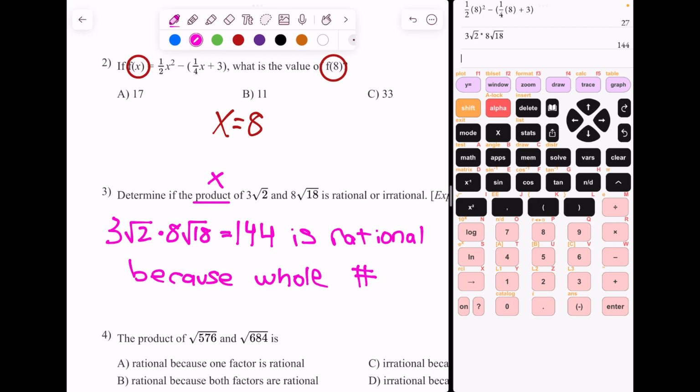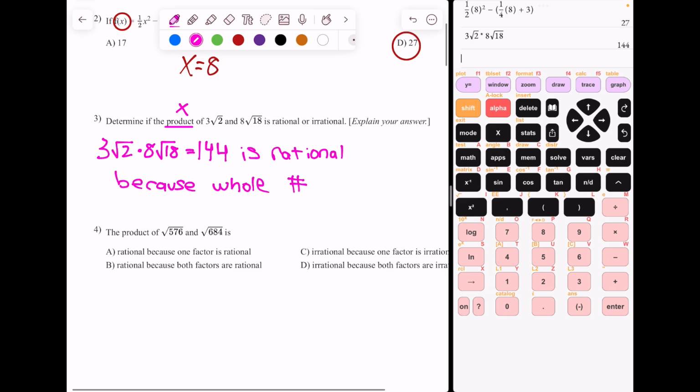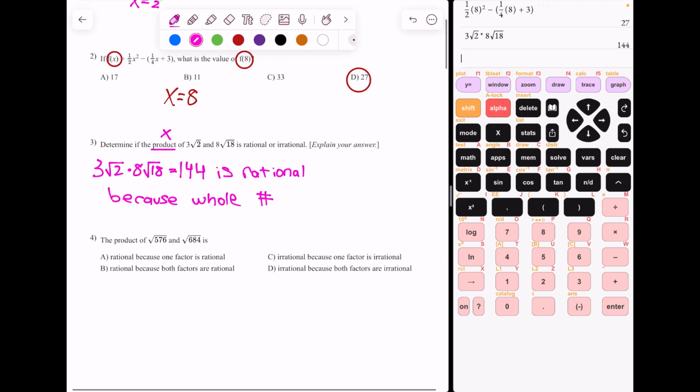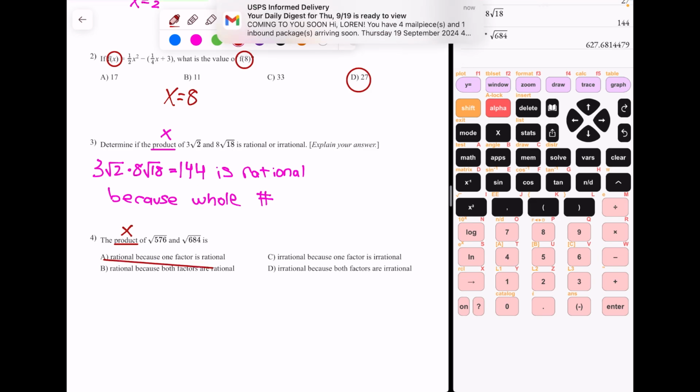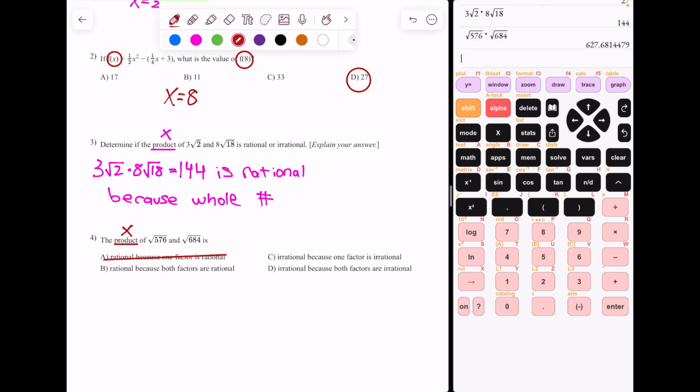Alrighty. Let's look at number 4. The product of this and this is, again, remember that the word product means to multiply, so we need to multiply both these things. The square root of 576 times the square root of 684, which gets us this decimal answer, and that decimal answer is definitely rational.